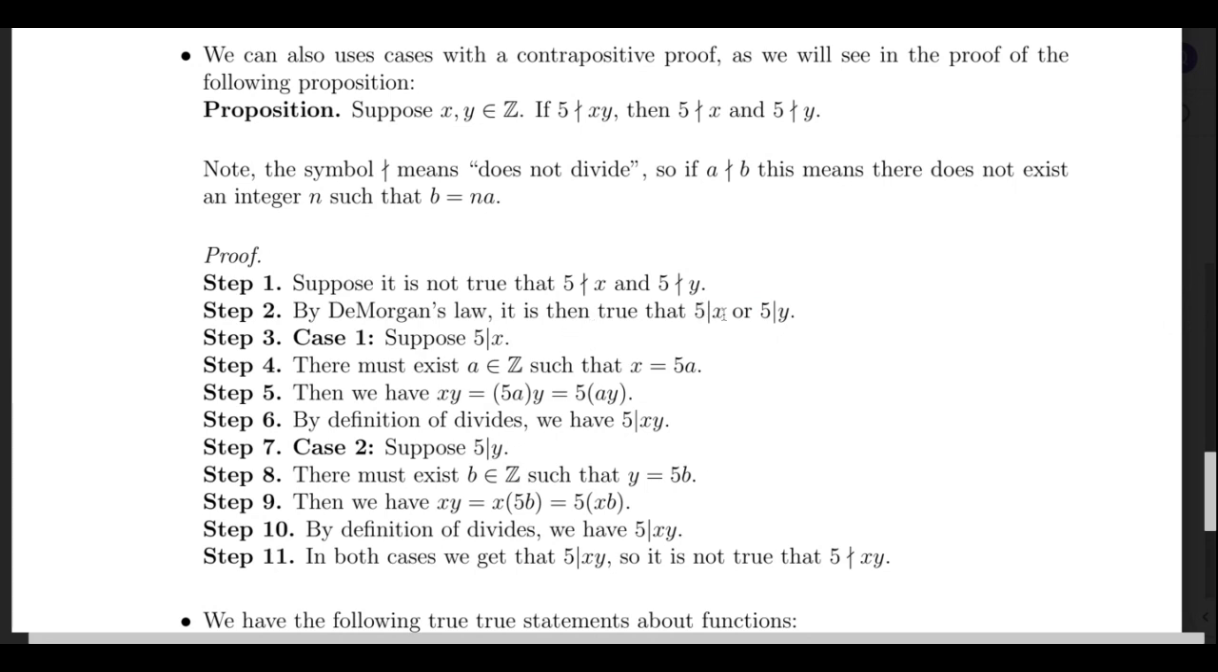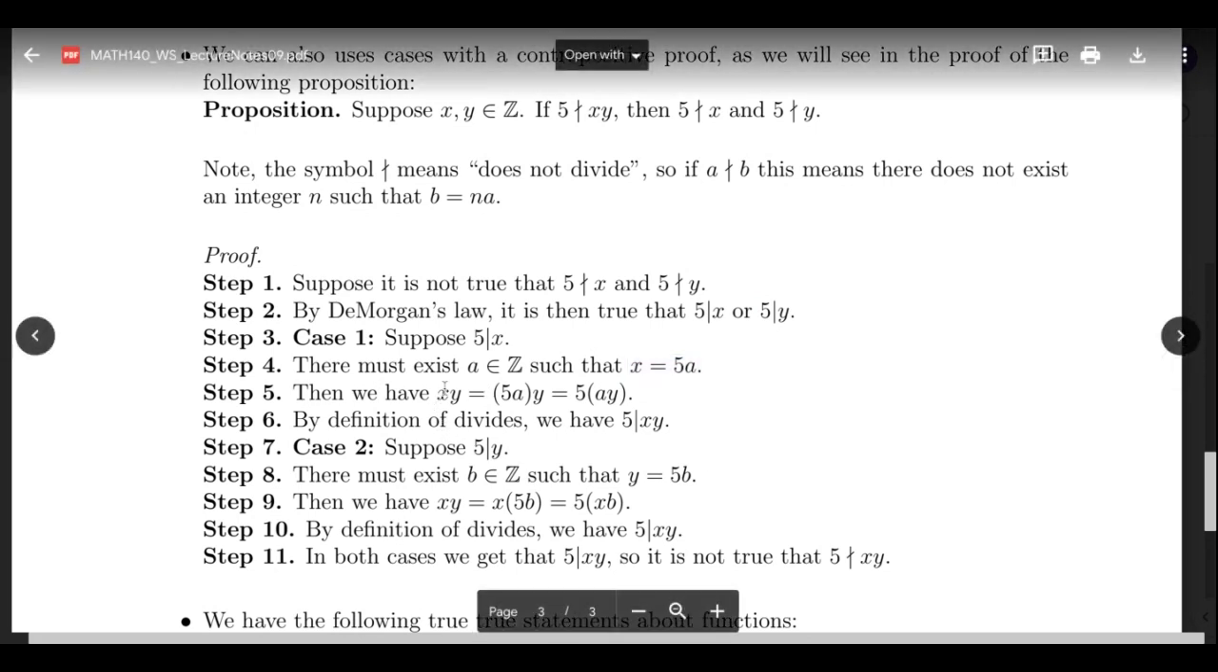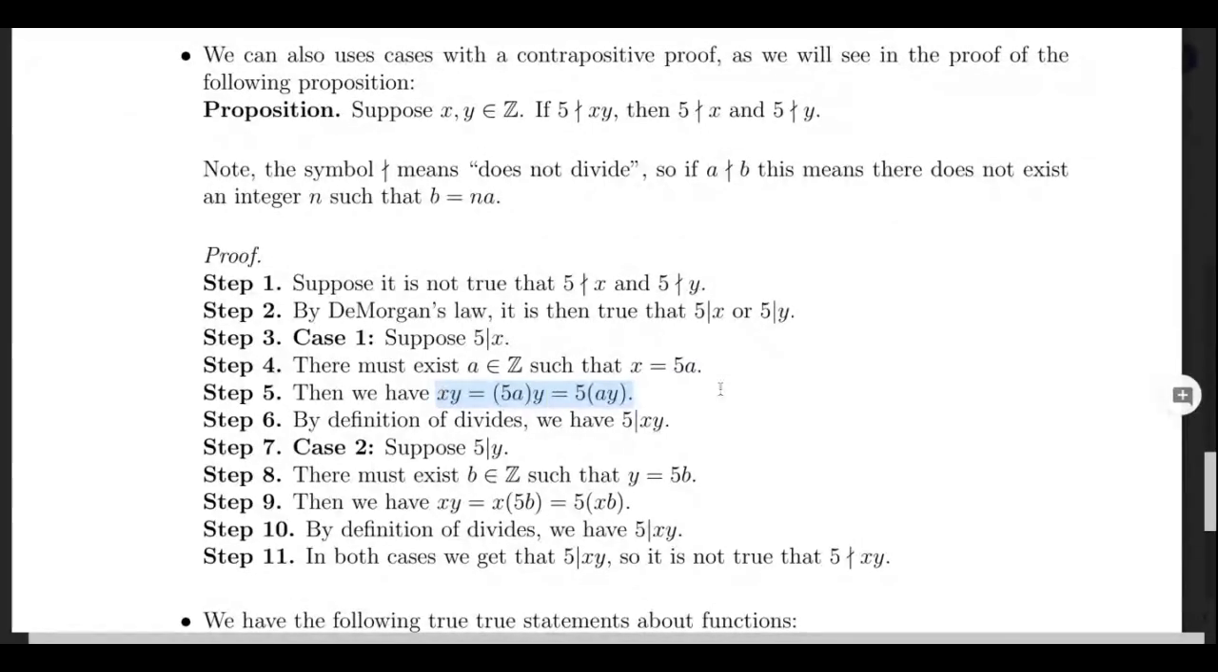So case one: suppose 5 divides x. Then we can write x equals 5a. That means x can be written as 5 times another integer, which we represent by a. Then we can rewrite xy as 5a times y, or 5 times ay. So 5 divides xy.